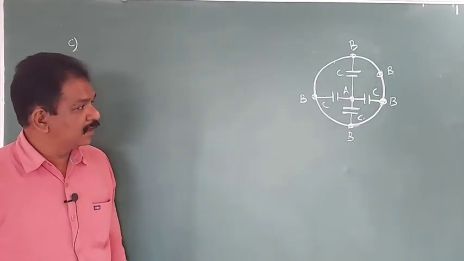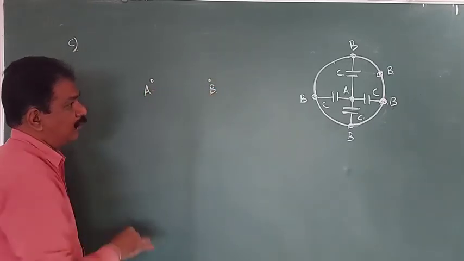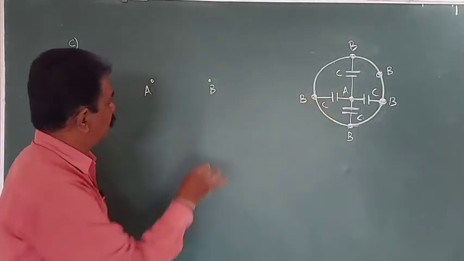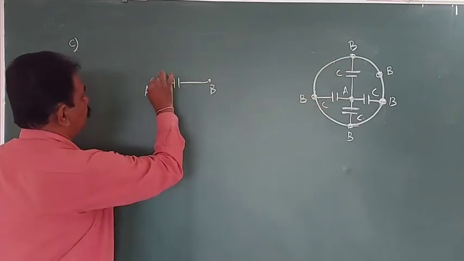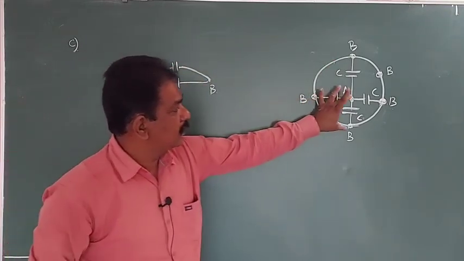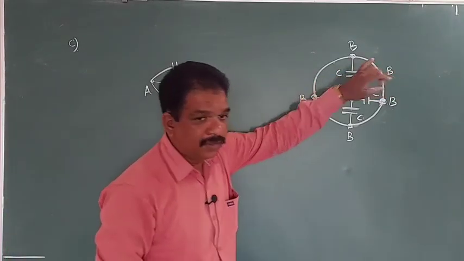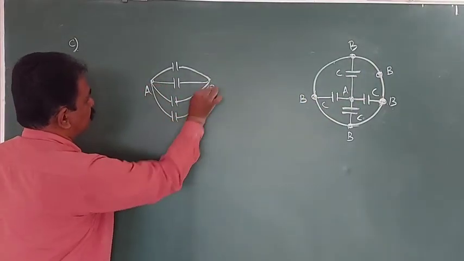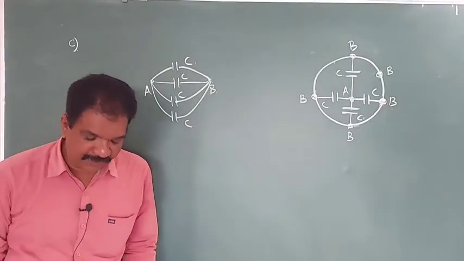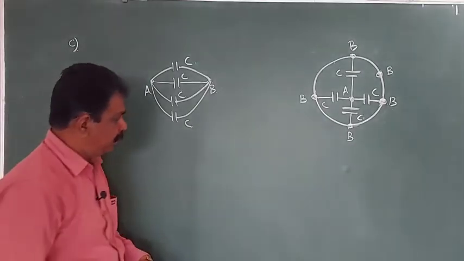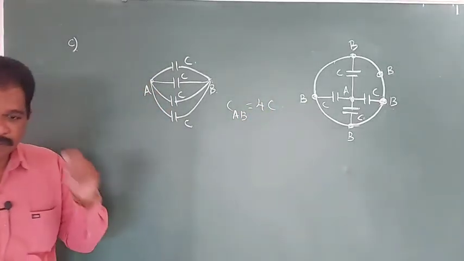Now redraw the circuit. 2 points are there, A and B. This one first, A to B. This one second, A to B. This is third, A to B. This is fourth, A to B. So all are in parallel. What is the effective capacity of this? CAB is equal to 4C. Clear? Next problem.